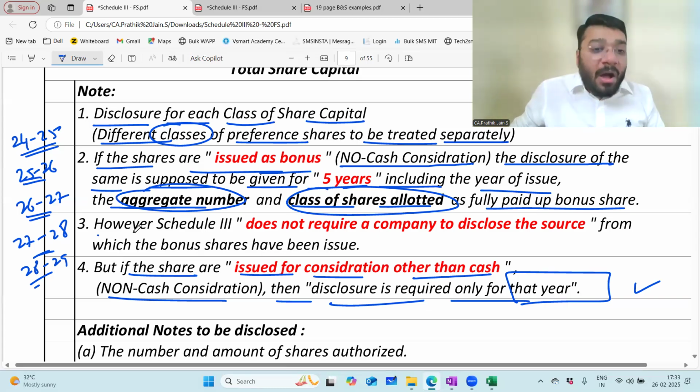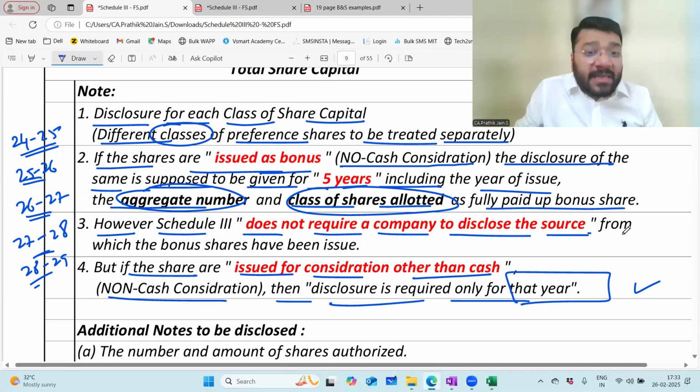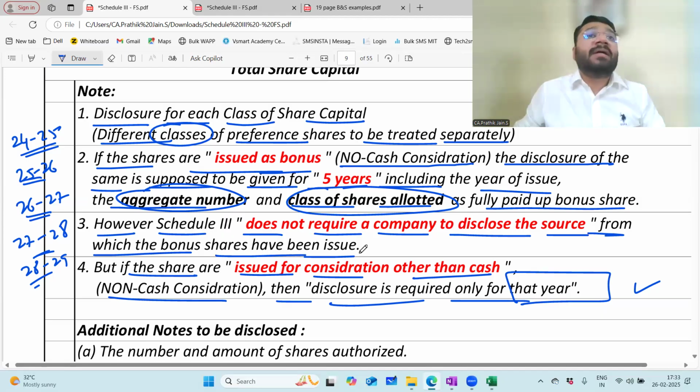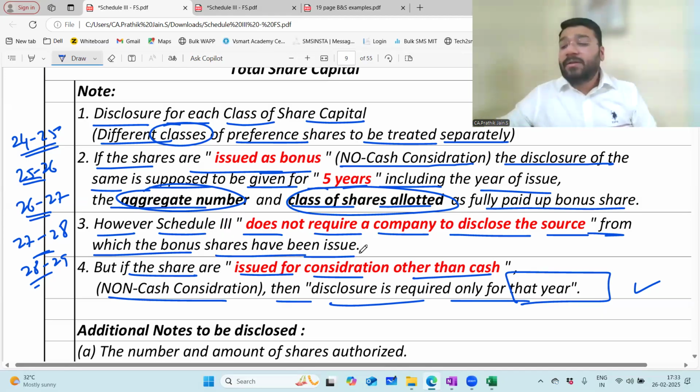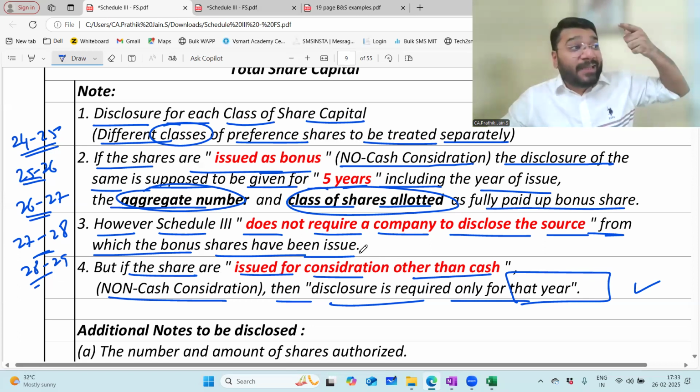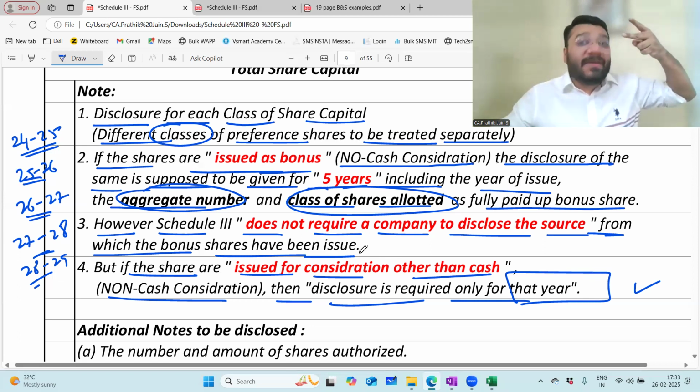Now, however, Schedule 3 does not require a company to disclose the source from which the bonus shares have been issued. In the CA Foundation, we studied the order of reserves which can be used for the purpose of issuing the bonus share. What is the first order? Capital redemption reserve. Second is capital reserve. Third is security premium reserve.